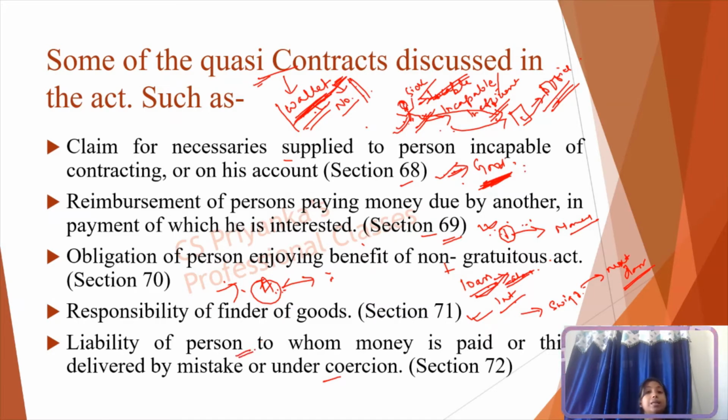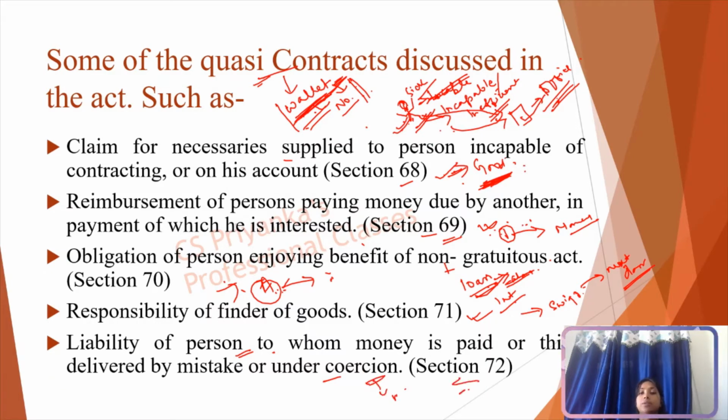Until I received it, no responsibility, no contract was there. Suddenly when I receive such a lump sum amount by mistake in my account, it's my responsibility to talk to the bank or to search out who is the actual owner, and return it back to the actual owner. So that is the liability of the person to whom the money is paid or things delivered by mistake or under coercion. Coercion means it's under threat or fraud like that.